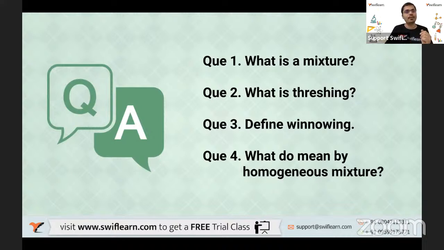Homogeneous means the mixture in which you cannot see the things separately with your naked eyes, right? The example I gave is, yes, very good, milk and water. Can you see the milk and water separately? If I take a glass of water and add 5% milk to it, can you see that milk separate from the water? No. But in the case of a heterogeneous mixture, yes, we can see the separation.